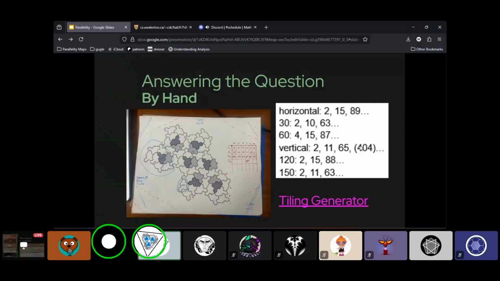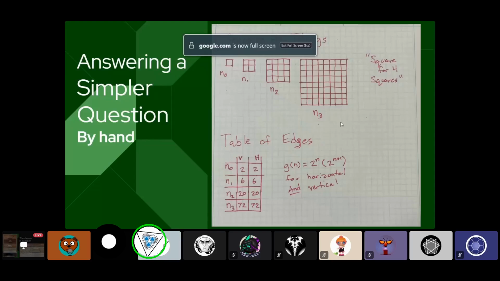So this was me just counting by hand. And by the time I was counting up to 404, I was like, okay, my hand counting is not even going to be accurate enough to be helpful for me. So this was kind of too complicated a question, and I was like, let me try breaking it down to something even simpler.